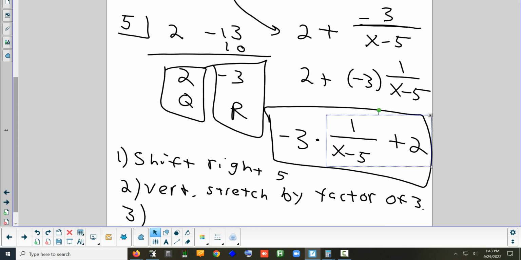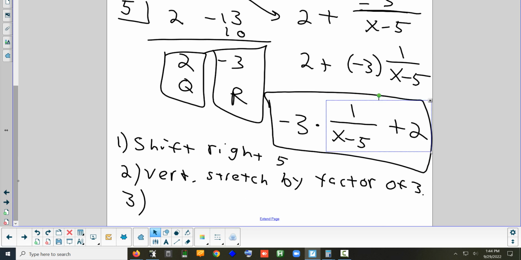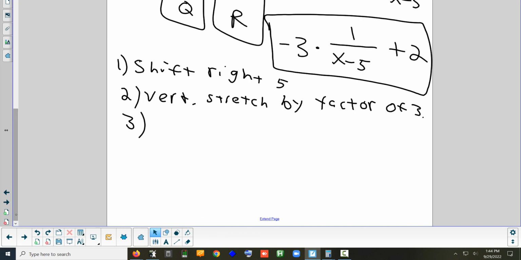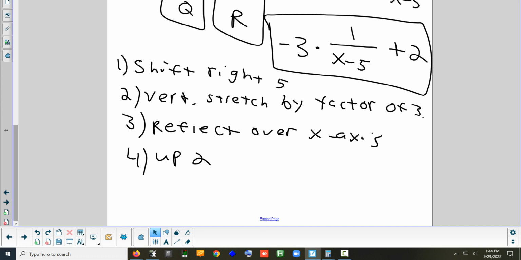Yep. So this is a transformation from the graph of f of x equals 1 over x. Yes. From the graph of f of x equals 1 over x. Sorry, what's the negative do? You said, which way does it flip it? So yeah, we flip vertically, or we could say reflect over the x-axis, either way. And what about the plus 2 on the end? Yep. Moves it up 2. Okay, that's the hard part.